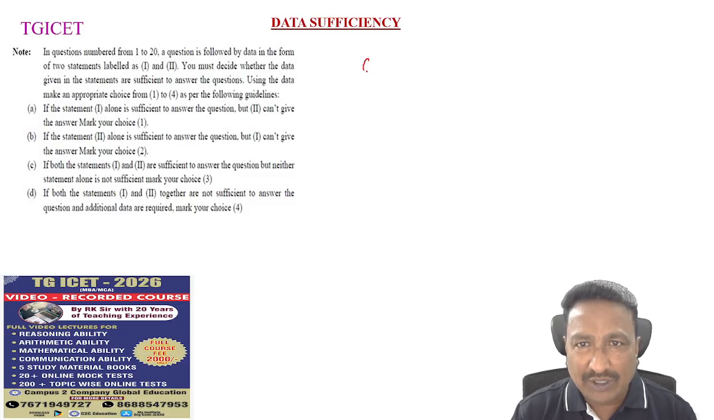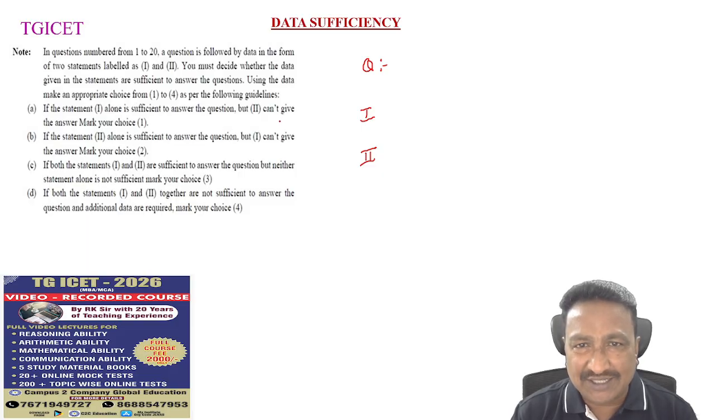They will give one question followed by two statements, statement 1 and statement 2. And they will give directions. So what are these directions? Let us take the first statement. If statement 1 alone is sufficient to answer the question, but the second statement cannot give the answer, then you have to mark the answer as choice 1.